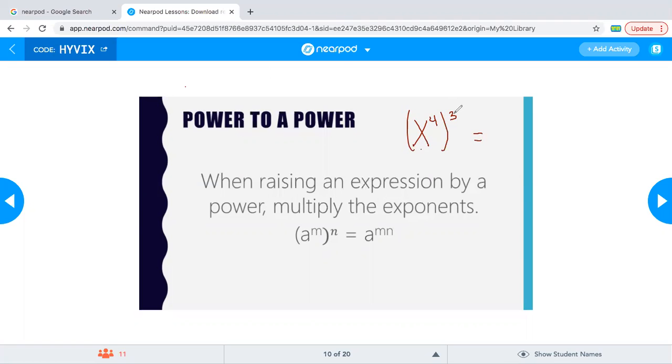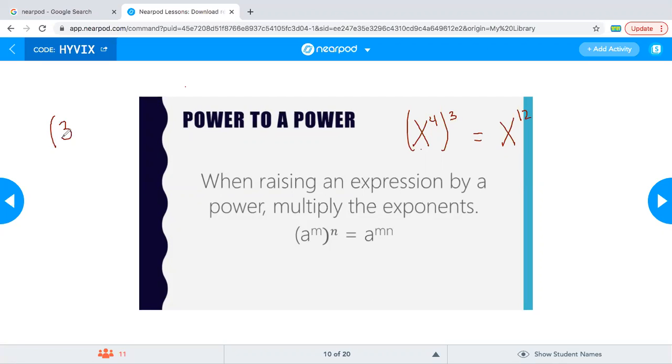Because this is all being raised to the power of 3, I multiply their exponents, giving me x to the power of 12. Okay, so 4 times 3 is 12. Again, I would have examples, and you're not going to remember it by just looking at definitions. And if you're the person who's just taking screenshots, you need to have examples. Trust me.